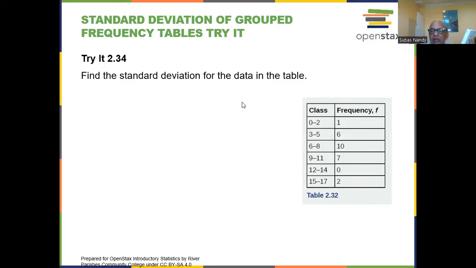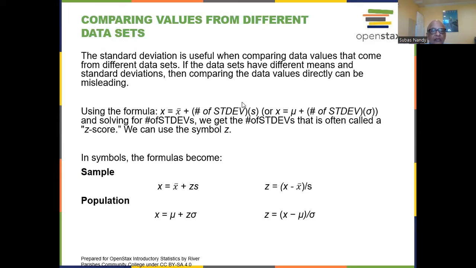Again, you enter the midpoint. Find the standard deviation for the data in the table. The midpoint of the first class is 0 plus 2 is 2, divided by 2 is 1. The midpoint of the second class is 5 plus 3, 8, divided by 2. Okay. And so forth. Enter the midpoint in L1, enter the frequency in L2, then stat, calc, 1, then your first line is L1, second line is L2, and hit enter. Okay.